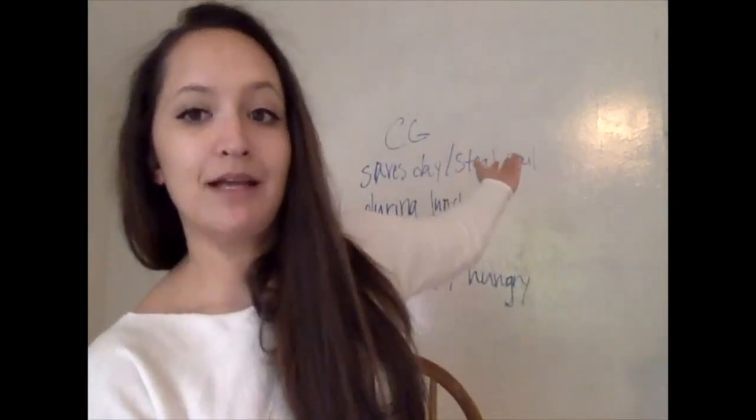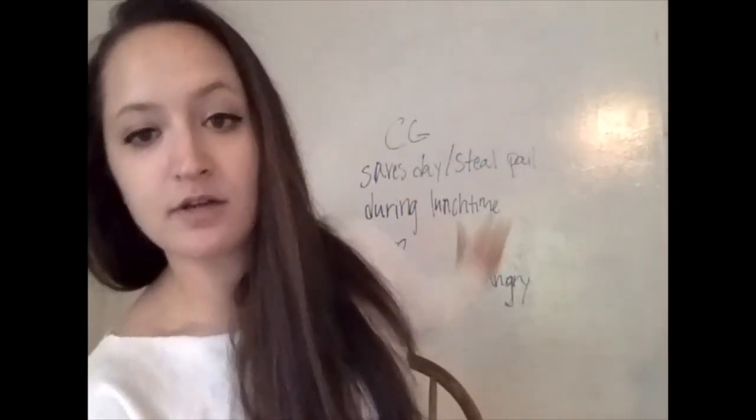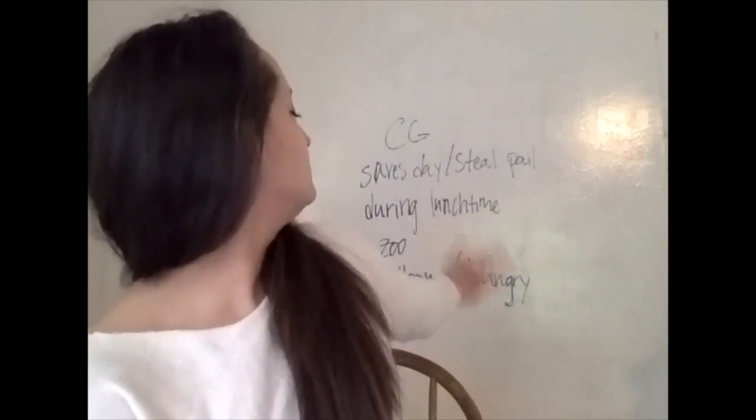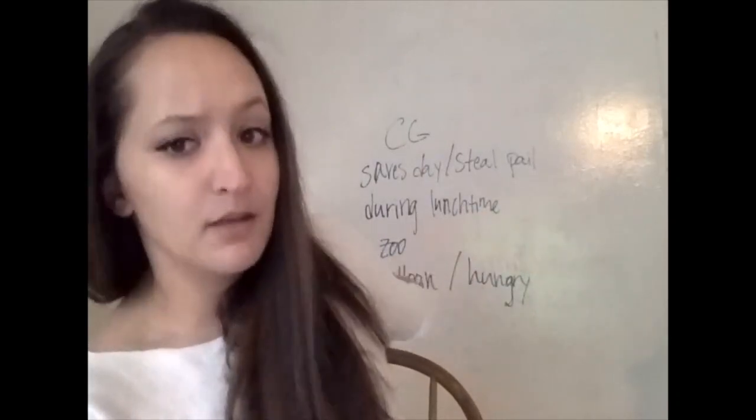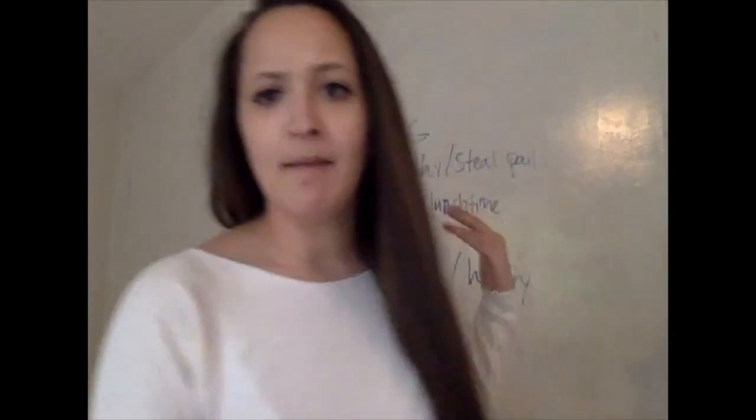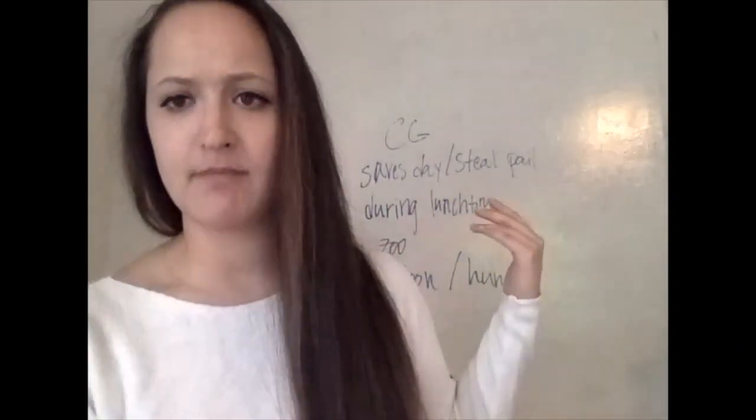All of these are the details that are going to support our main idea of Curious George saves the day. How does he do it? He does it by stealing the pail of bananas. Where does he do it? At the zoo, during lunchtime. And why? Well, he was hungry first, but then the balloon was the main goal. But I don't need to mention all that in my main idea sentence. The main idea sentence is the main takeaway, and the main takeaway is that Curious George saves the day.